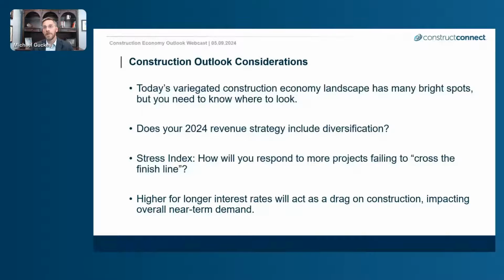So, a couple of considerations for this group, right? How are we going to play the landscape? We've talked about the distribution of outlooks here, everything from other civil to our office space outlook. So how do we play the game? Where does your revenue strategy take you if you play a diversified game and look at serving not just one subcategory, but multiple categories? How will your firm manage or respond to projects that fail to cross that finish line, that are unexpectedly put on hold or delayed, or worst of all, abandoned?